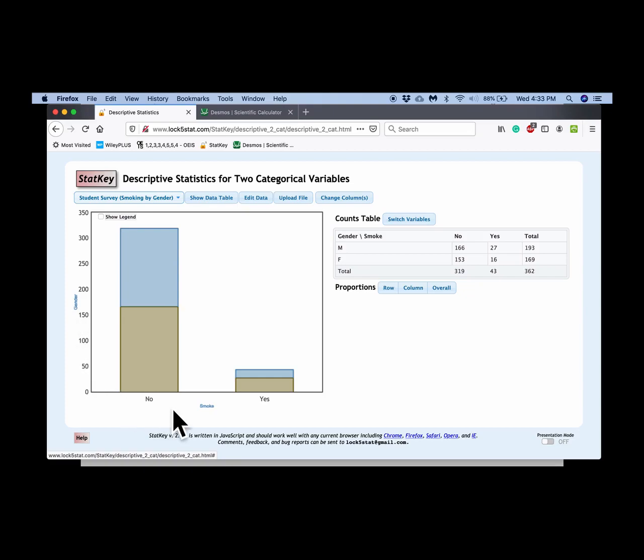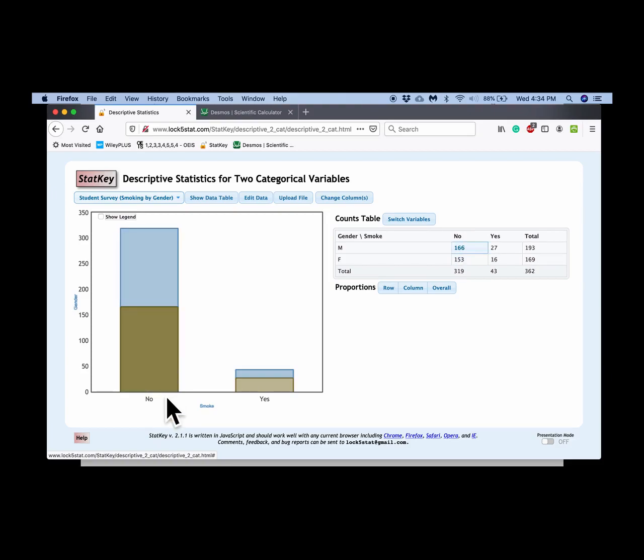And the default here is to take all of the students that said no to smoking and represent that as one giant bar, okay? And that bar has height. We can go back over here. That's that 319 that we're seeing here. The height of this bar is the 319 students that do not smoke.